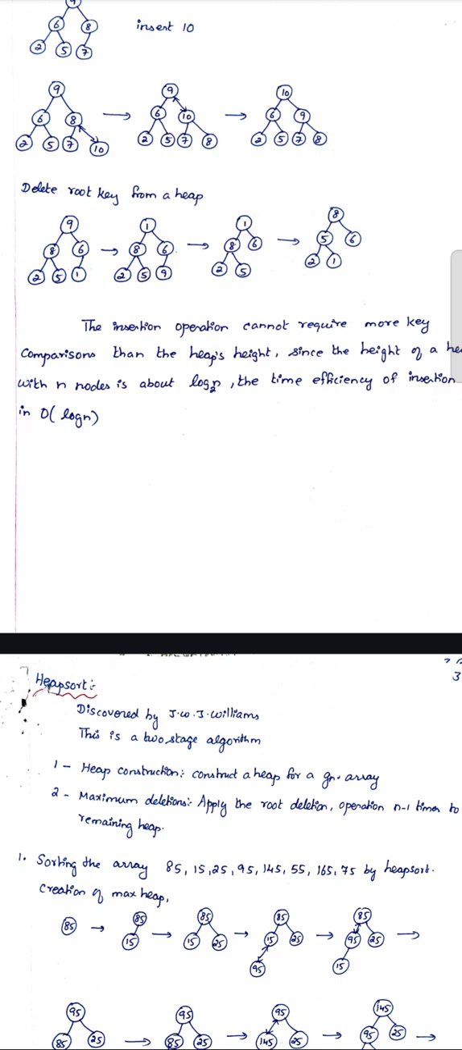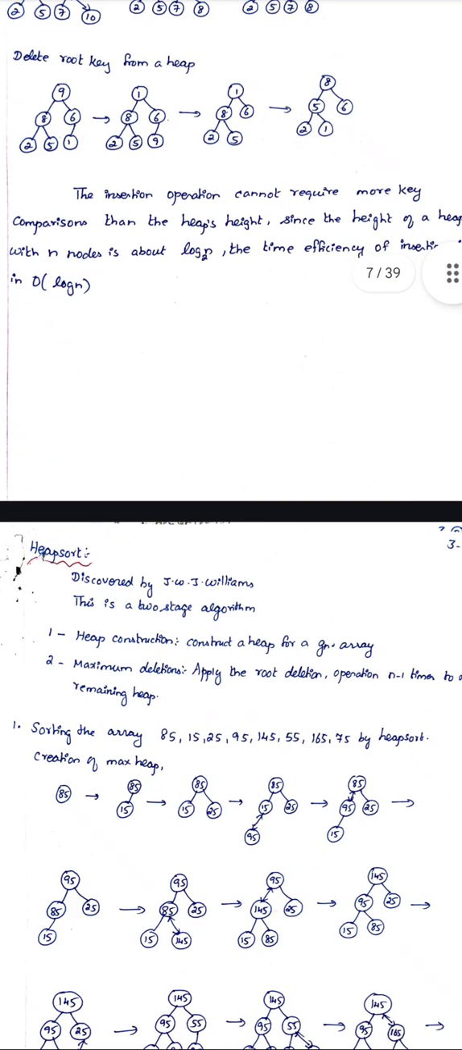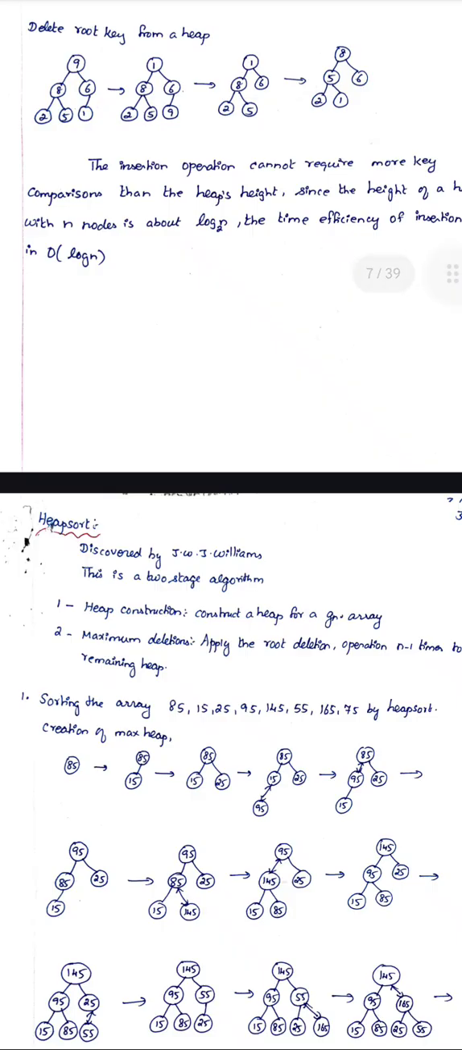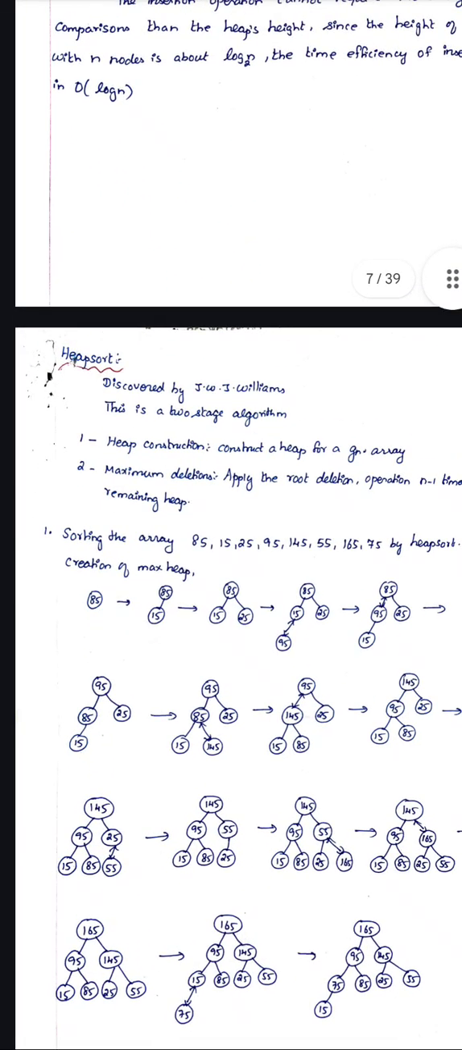The insertion operation cannot require more key comparisons than the heap's height. Since the height of the heap with n nodes is about log n to the base 2, the time efficiency of insertion is in big O of log n.